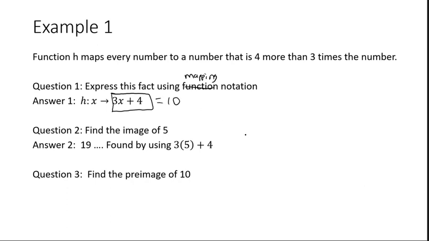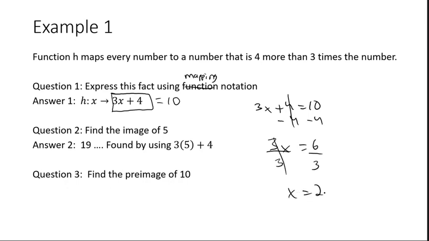That's your output. So what we have is a little equation of 3x plus 4 equals 10, and you need to solve this to find the pre-image, figure out what is x. So we can subtract 4 from both sides. We get 3x equals 6, and divide by 3, so x would equal 2. So the pre-image of 10 would be 2. And again, we find that by solving 3x plus 4 equals 10.